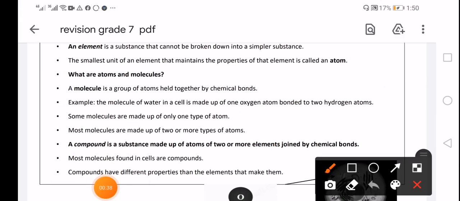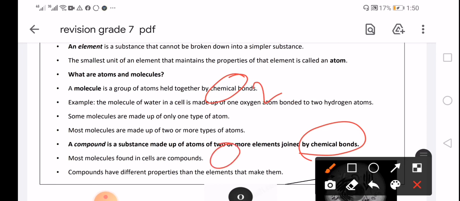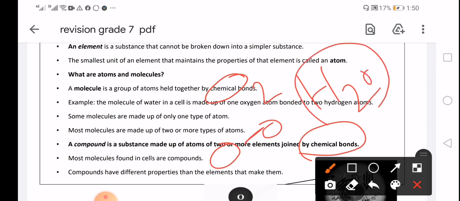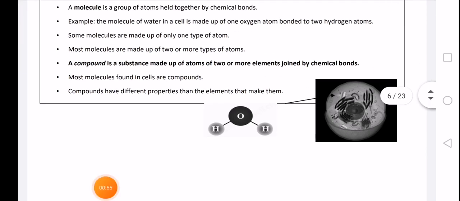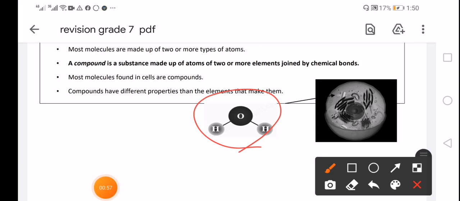What's meant by a compound? A compound is a substance made up of atoms of two or more elements joined by chemical bonds, like oxygen O2, O bonded with another O. So this is a compound. H2O, two hydrogen and oxygen, is also a compound. Look, this is a compound that's present inside the cell.